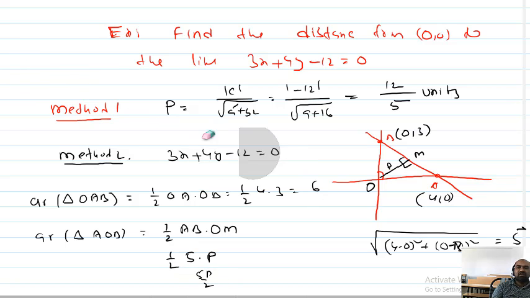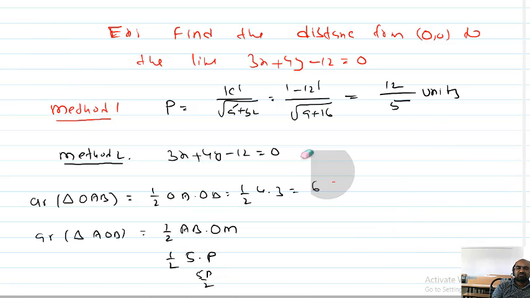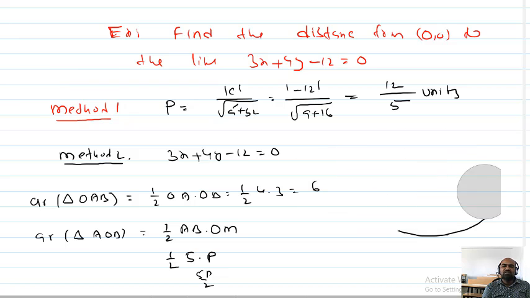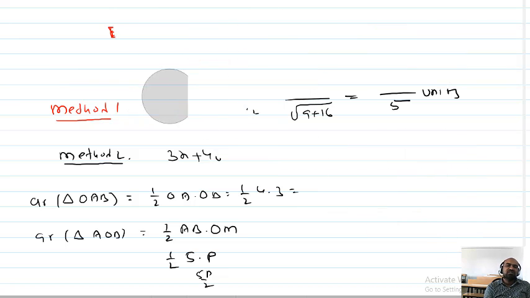What is the important thing? The area of triangle AOB is 6 only, and the area of triangle AOB is also 5p by 2. What is the meaning? Both are the same. So 6 equals 5p by 2, or p equals 12 by 5. So we got the same result without using any formula. The distance from origin to that line is 12 by 5 units, and by using the formula also we got 12 by 5 units. So this is a very important form, which is called the normal form of the straight line.